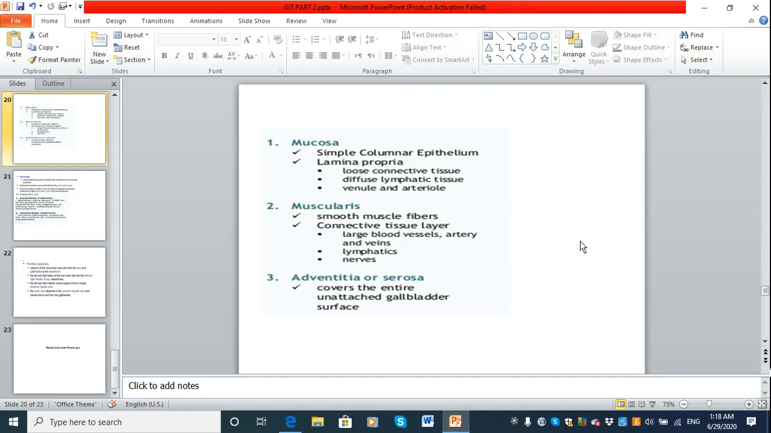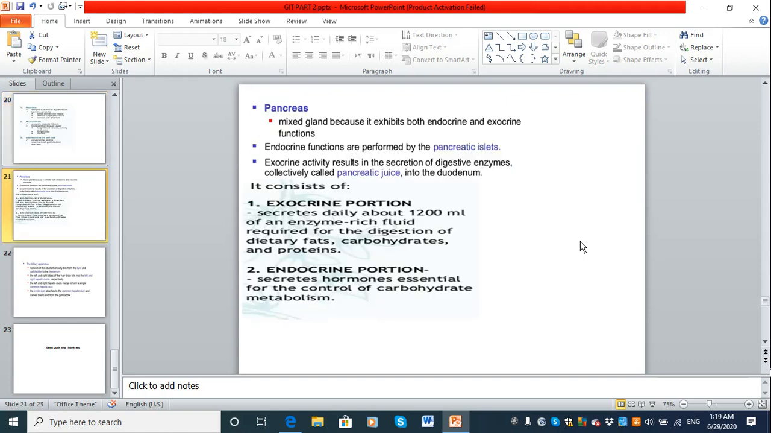The muscularis is smooth muscle fibers and connective tissue layers. We have blood vessels, lymphatics, and nerves. The serosa covers the entire unattached gallbladder surface, so it is surrounded. Then we have another type.